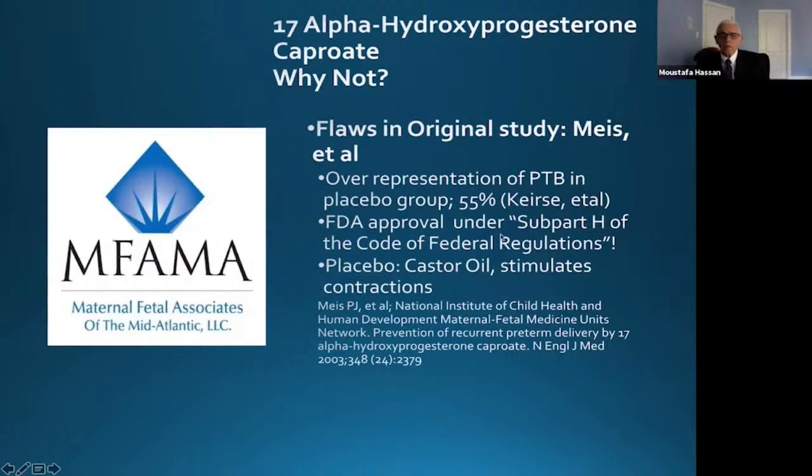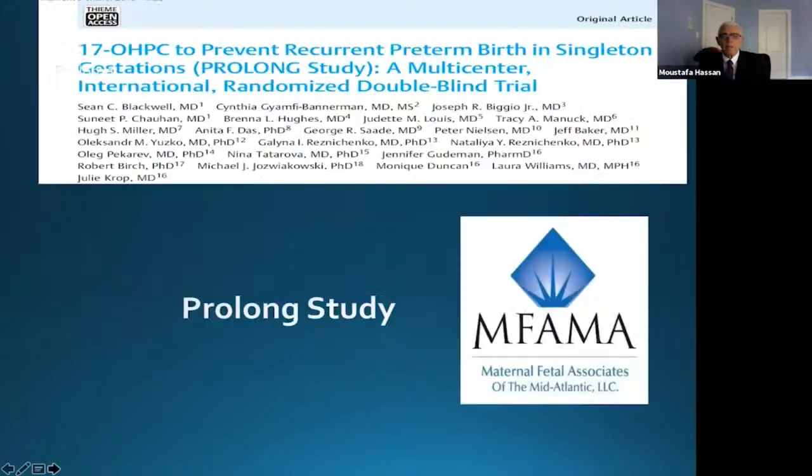So it was approved under something called subpart H of the code. Don't have to worry about it. So it's more like, I said, emergency type of approval. Essentially, this reminds us of the approval of the COVID vaccination. The placebo was castor oil, which stimulates contraction. So these are big flaws in the original study by Paul Meis.